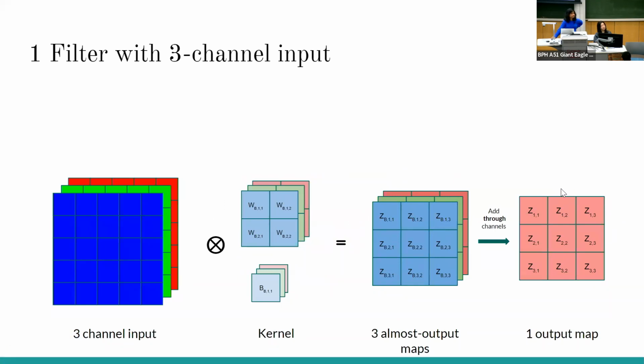Yeah. Inside the same kernel, are the weights across the different channels the same? No. You initialize a kernel and these things get learned. The network learns these weights. So these weights are different.